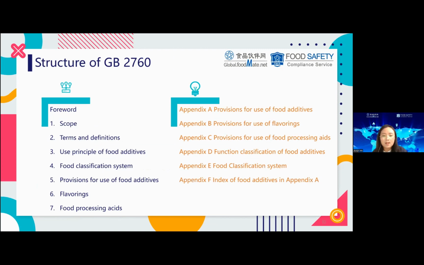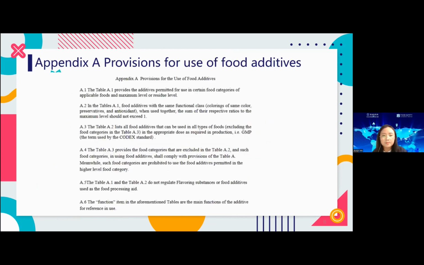Now let's take a look at the Appendix A. We have the provisions for use of food additives, excluding the food flavoring substance and the food processing aid. The Appendix A contains 3 tables. Table A1 includes the additives permitted for use in specific food categories, as well as the corresponding max dosage or residue levels.